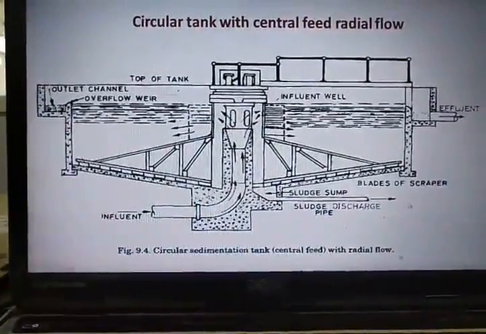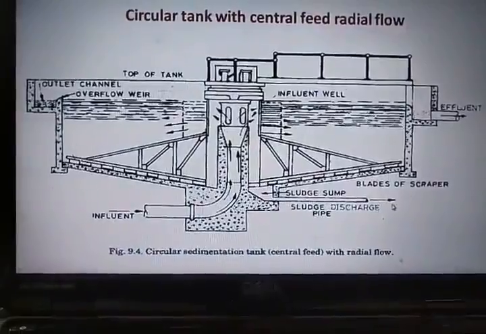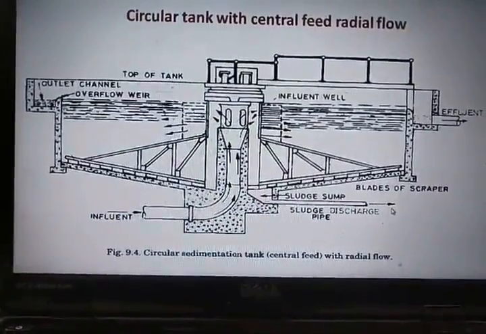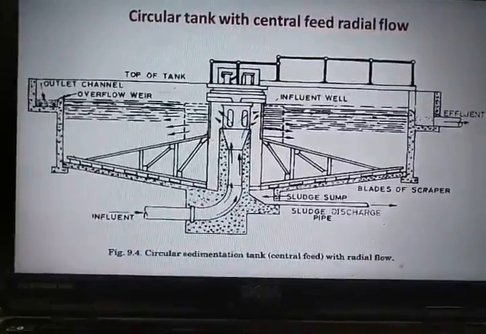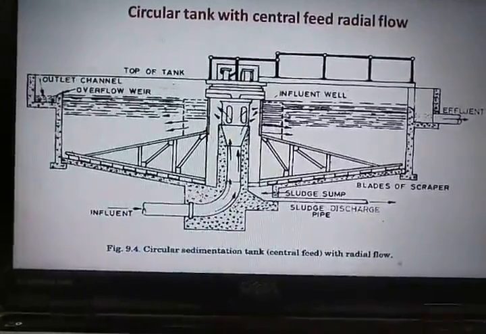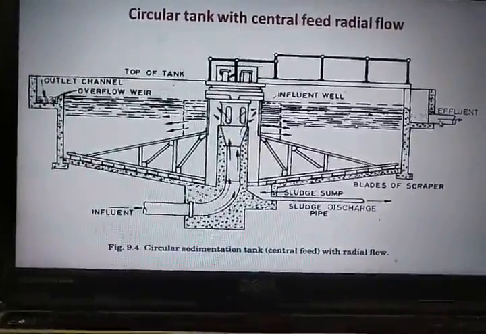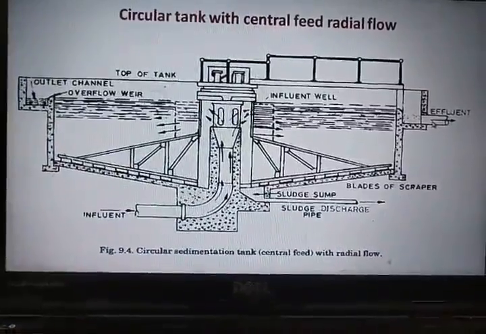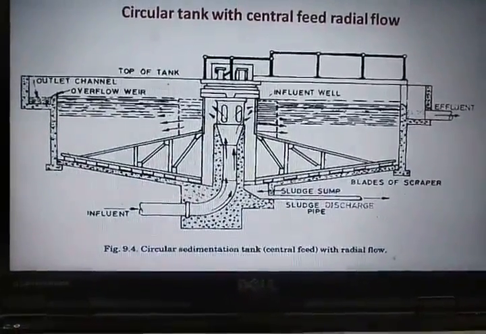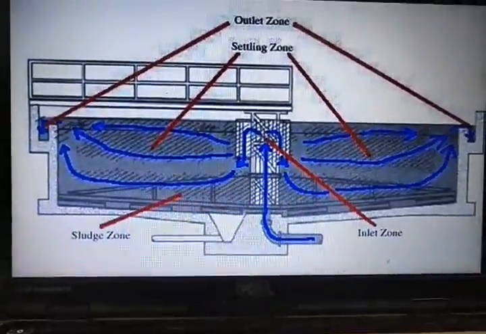Okay, and that sludge can be sun dried, or it can also be processed by the different processes of sludge treatment. Okay, and this is the effluent area wherein the clarified water is taken out, and this is the circular sedimentation tank with central feed and radial flow type of system.